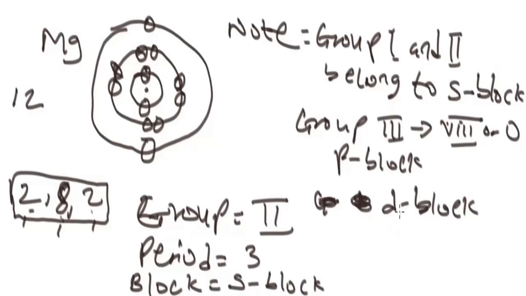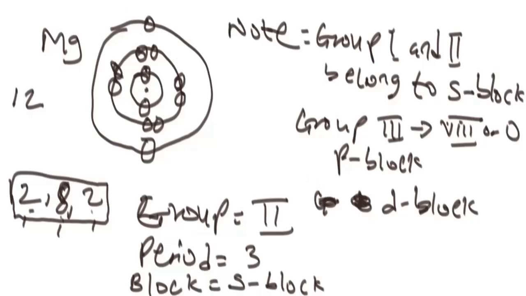So the transition elements from 21 to 30 on the periodic table, for example iron, chromium, zinc, copper, and the rest of them, belong to the D block. So it's important you take notes of this. It will help you a lot and save time. Having done that for magnesium, let's look at another example.